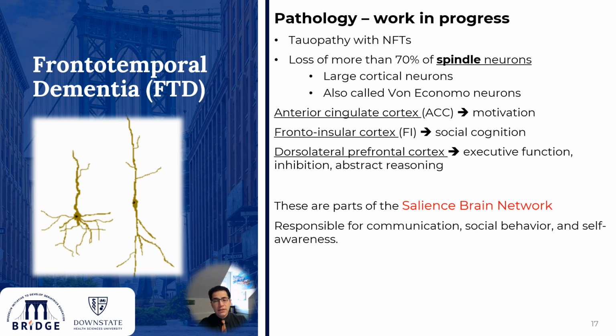So when these neurons are affected in the anterior cingulate cortex, it affects the motivation. If it affects the frontoinsular cortex, it may affect the social cognition. And if it affects the dorsolateral prefrontal cortex, it affects mood, executive function, inhibition, and abstract reasoning. These are the parts of the salience brain network, which is responsible for communication, social behavior, and self-awareness.